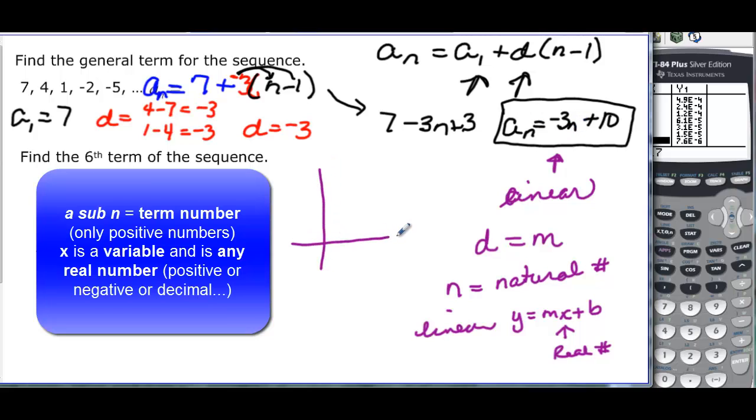So if I were to go and graph this, the line would be y equal negative 3x plus 10. A sub n would be this point, and this point, and this point, and this point, and this point. So a sub n equal negative 3n plus 10 are just points. There's a difference. Linear, the line; sequences are just points.